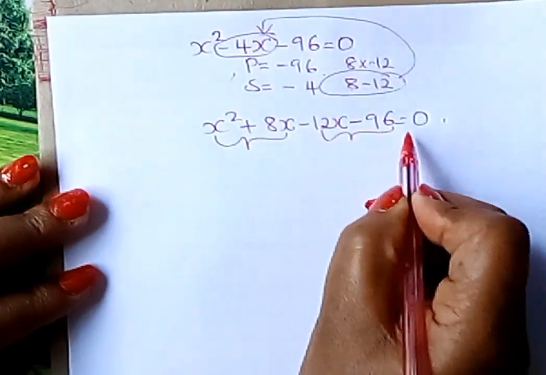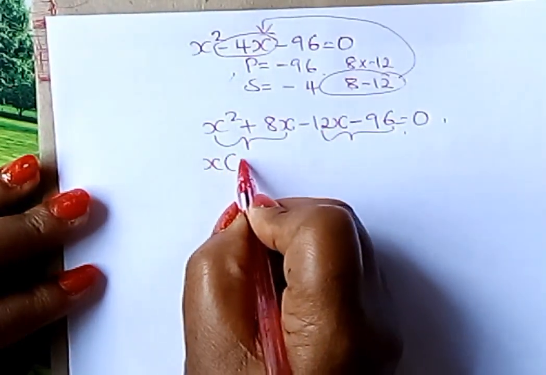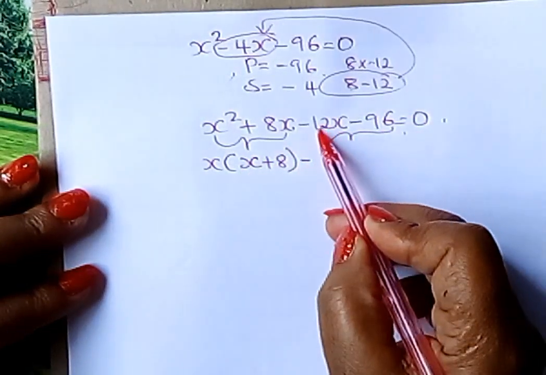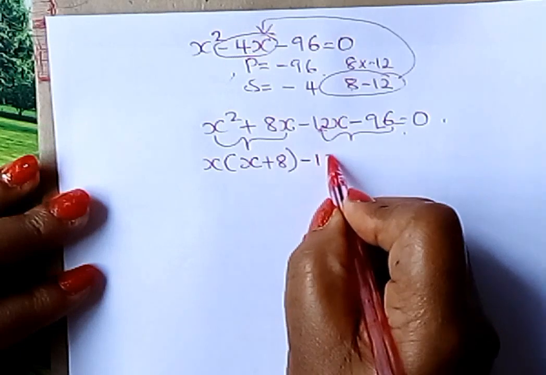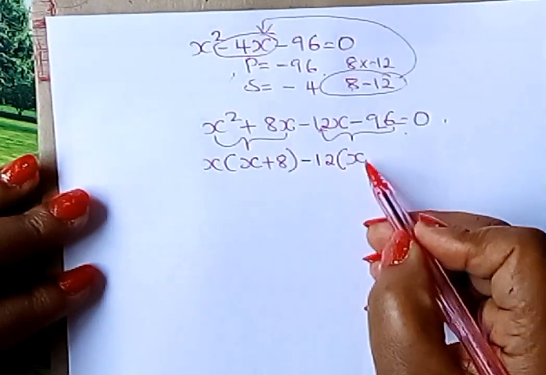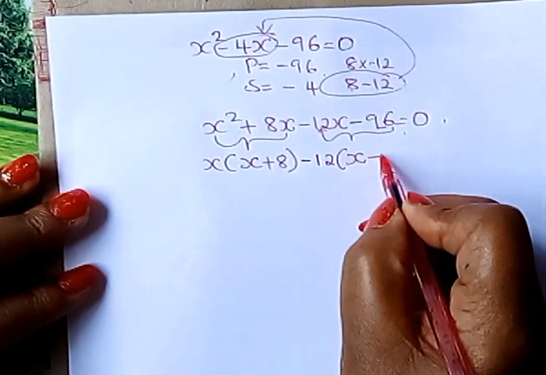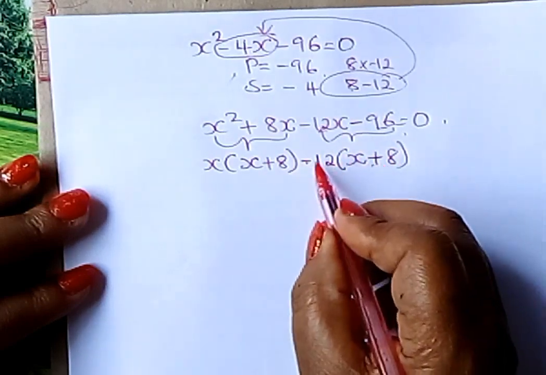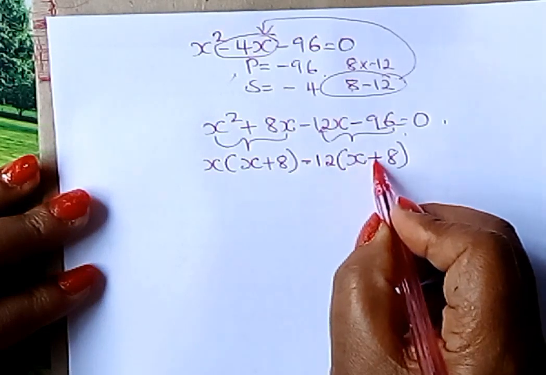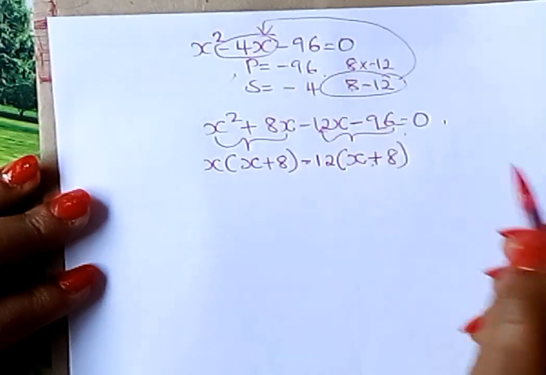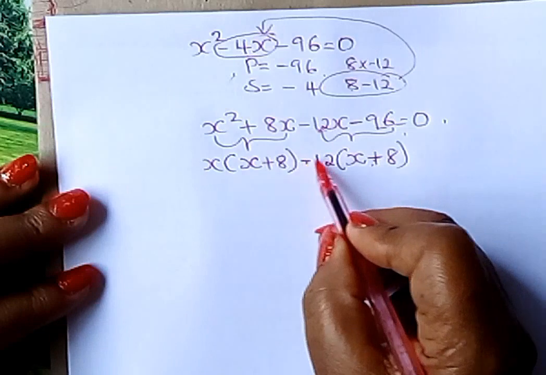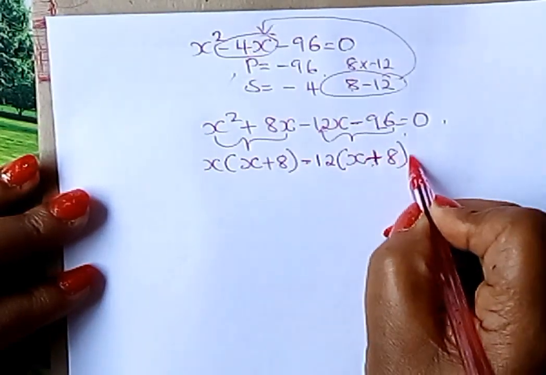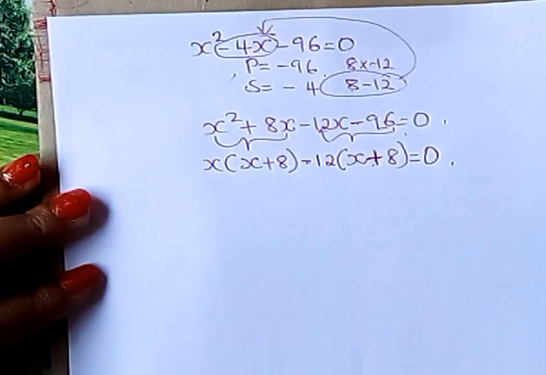Learner, group this into two groups, factor out x. So you are left with x plus 8 minus what? Factor out 12. 12 is common, factor it out, and therefore you are left with x plus 8. We put plus so that if you wanted to multiply to go backwards, minus times plus would give you minus. Look at that. Minus times plus would give you minus. So here we fix a plus, not minus, is equal to 0.